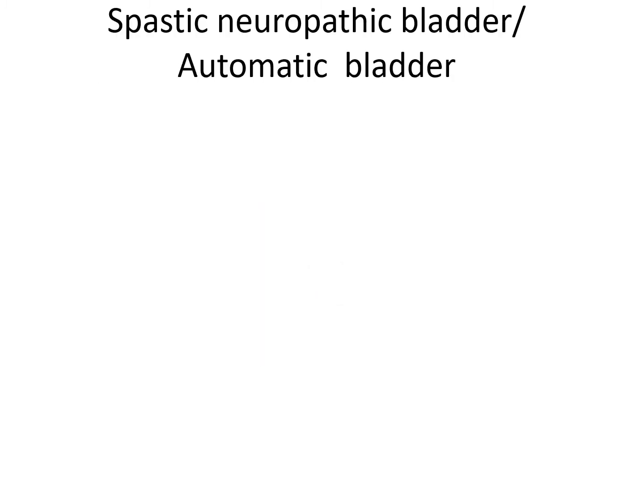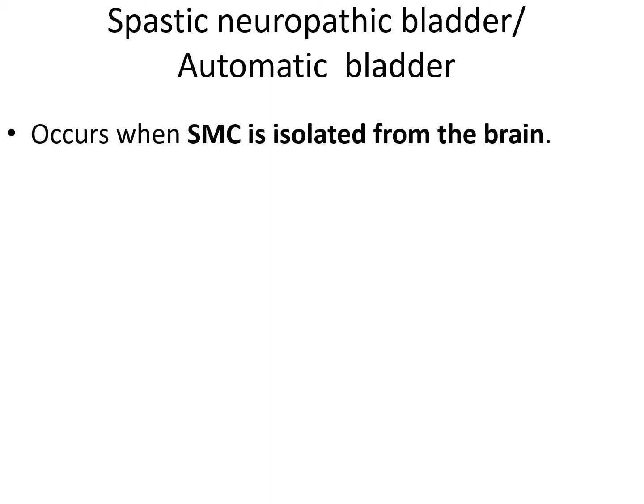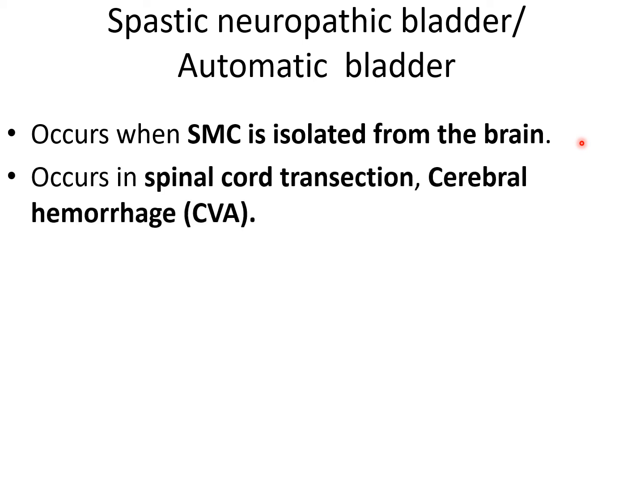Now the third category is the spastic neuropathic bladder or automatic bladder. When the lesion is above the sacral area, the sacral micturition center is isolated from the suprasacral centers or the brain. In this condition, this spastic neuropathic bladder or automatic bladder occurs. It occurs in spinal cord transection or in any brain stroke, which is called cerebral hemorrhage or cerebrovascular accident.